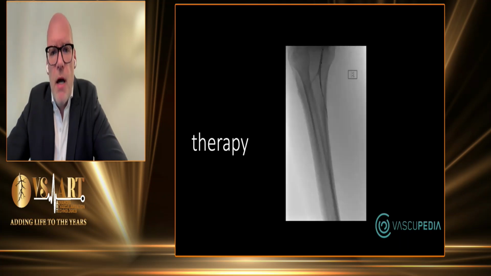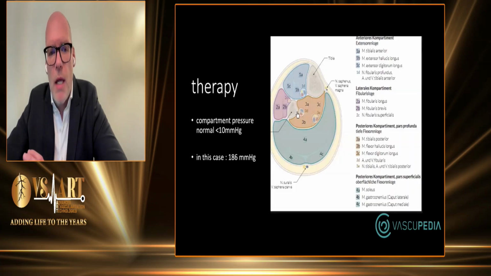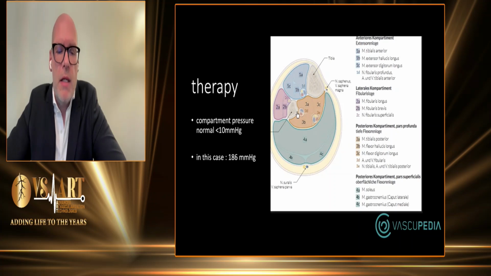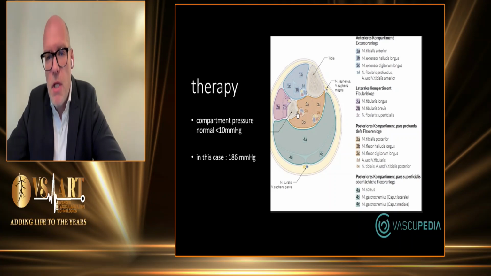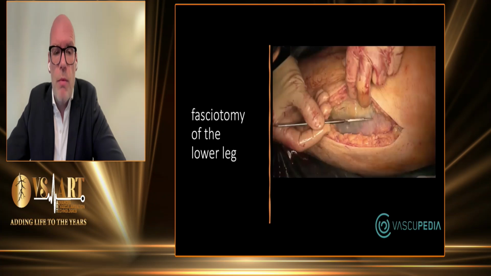The outflow is very low, but in that case, it's very important to see how the normal tissue is. There is a very specific compartment syndrome in that way. The normal pressure is under 10 millimeters Hg, and in our case, it was over 180. So we have a compartment syndrome in that young person after 6 or 7 days. So what we do is a fasciotomy in the lower leg for this young patient.